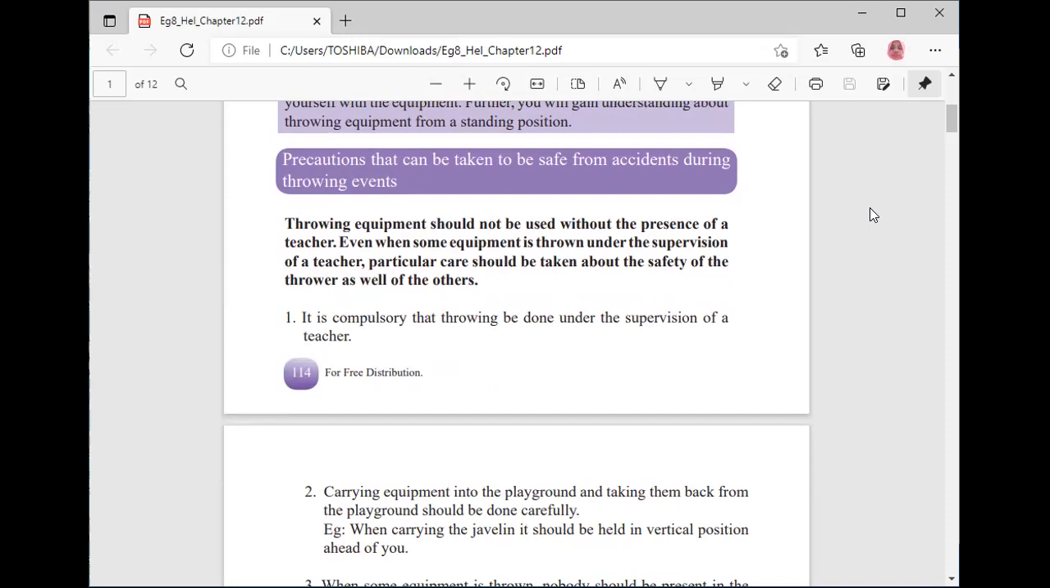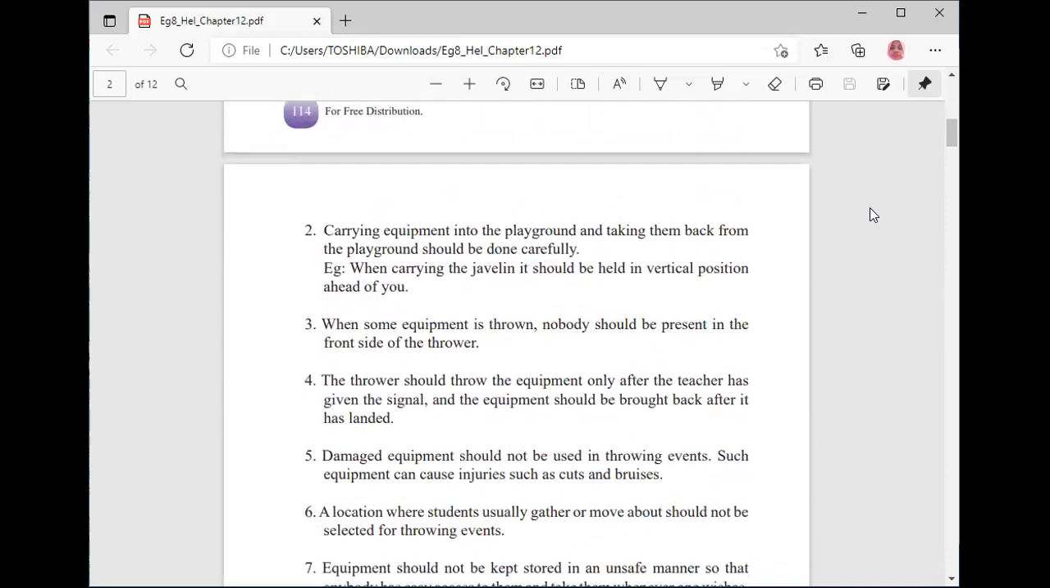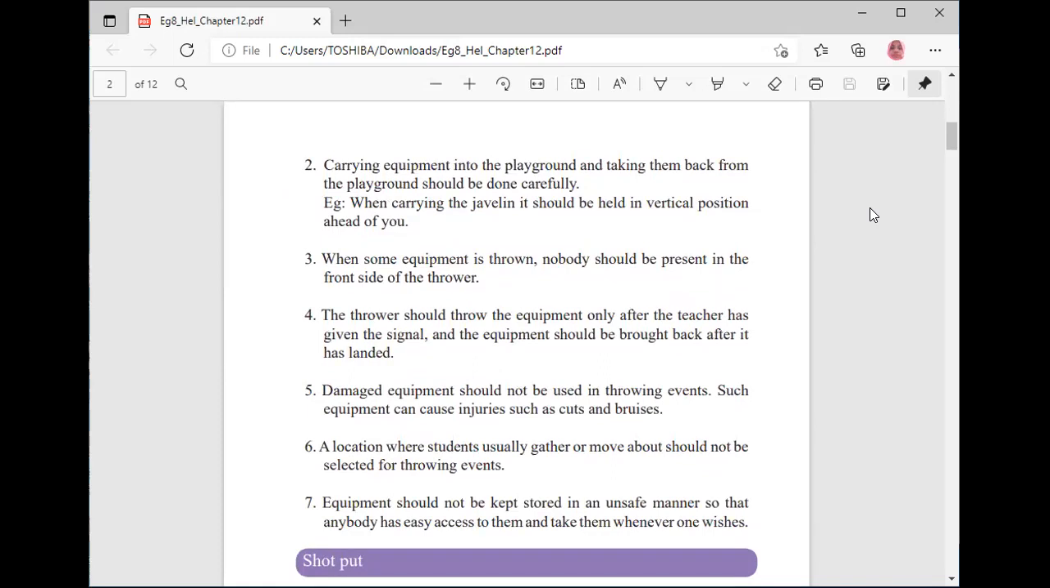First one, it is compulsory that throwing be done under the supervision of a teacher. Second one, carrying equipment into the playground and taking it back from the playground should be done carefully. For example, when carrying the javelin, it should be held in a vertical position ahead of you. If not, when you are coming to the playground, on the way it might knock into people, so you have to be very careful. You should not bring it horizontally. You have to bring it in a vertical position.